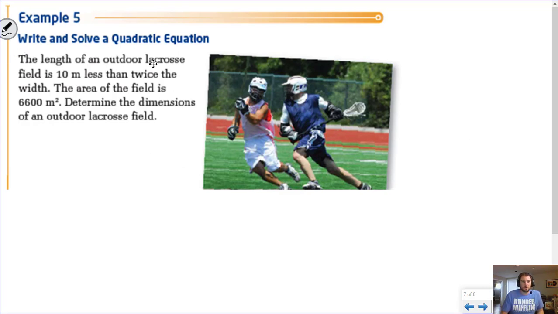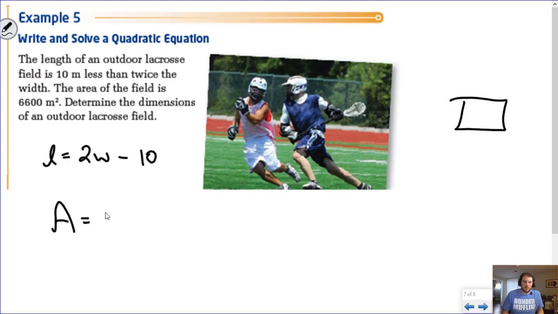So the length of an outdoor lacrosse field is 10 meters less than twice the width. So the length is going to be equal to twice the width minus 10. Right? So the interesting thing about this is we aren't given any numbers. We're not saying that this side length is this long or that side length is that long. But what we do know is that the area of the field is 6,600 meters squared. Now, what that means is we know the area of a rectangular field is going to be length times width.